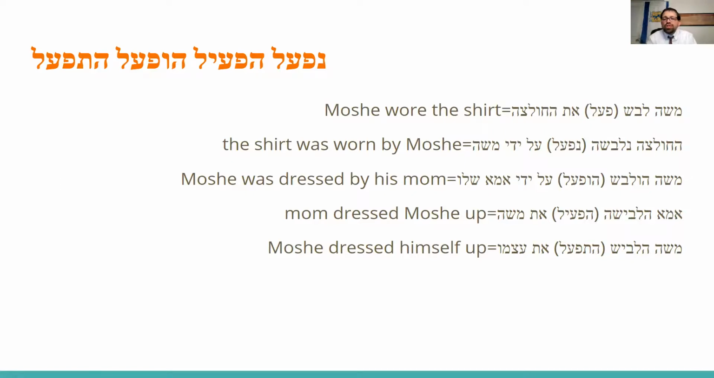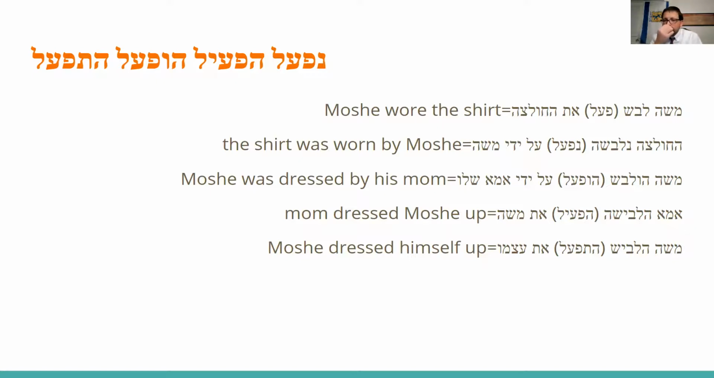But then you can talk about the shirt. What happened to the shirt? Well, the shirt was worn by Moshe, which is nifal. What happened to the object? Hachulza nilbisha al yedei Moshe. Now, it's important to note, by the way, that not every single shoresh is going to have all 7 varieties possible and logical for it. It's possible that they won't have all of them.